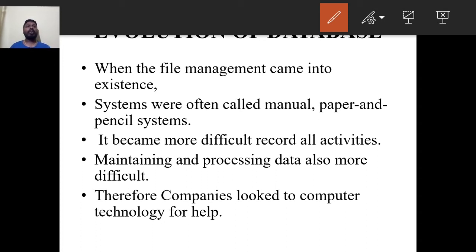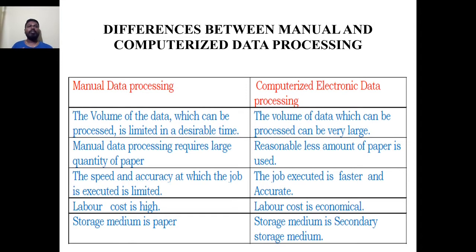Assume that there are a bundle of thousands, 10,000s of files available in a godown. You have to search for a particular file, so it is too difficult. So processing data also is more difficult. So therefore companies looked to computer technology for help. Right now we are going to see the difference between manual and computerized data processing.